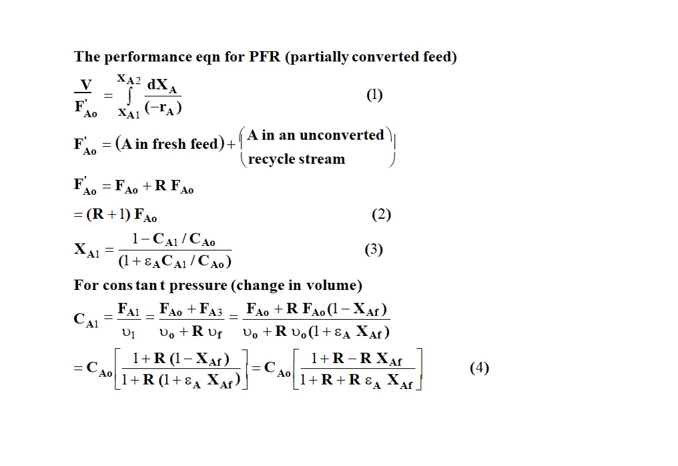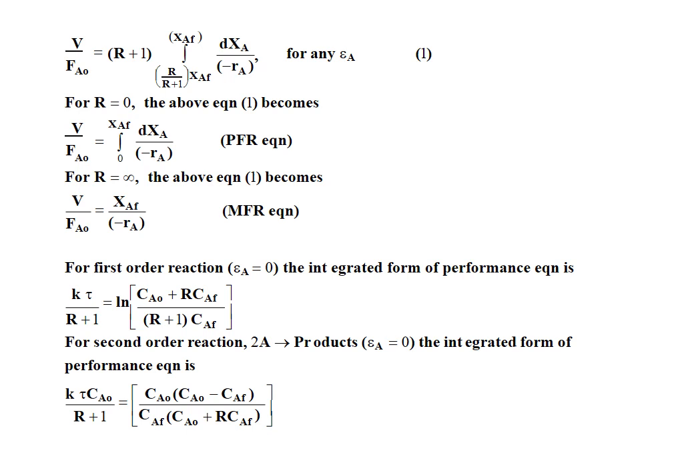The performance equation of the PFR is given as V by FA0 is equal to the integral of XA1 to XA2 dXA by minus rA. Finally, by solving the integral, we arrive at the performance equation for the first order reaction as k tau by R plus 1 is equal to ln of (CA0 plus R CAF) divided by (R plus 1) CAF.